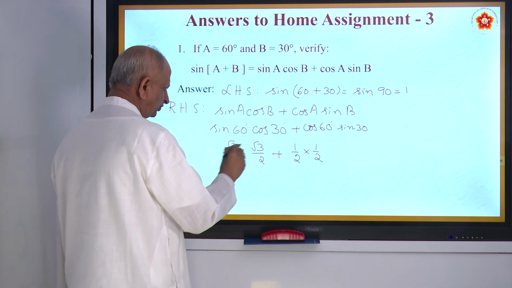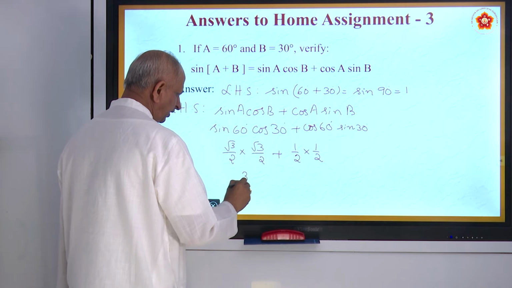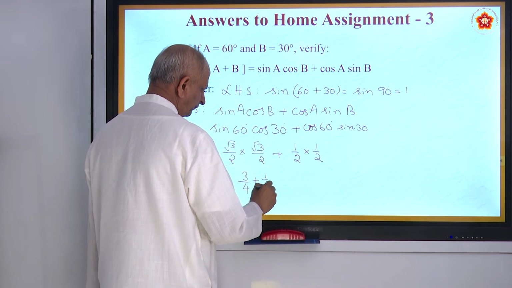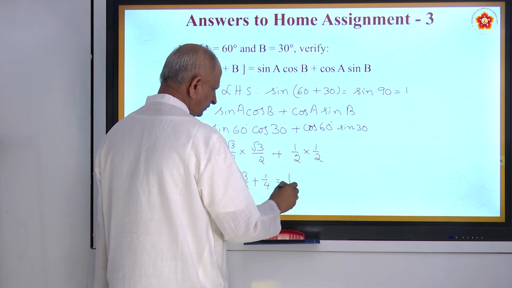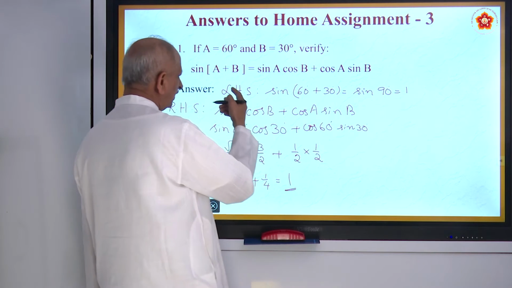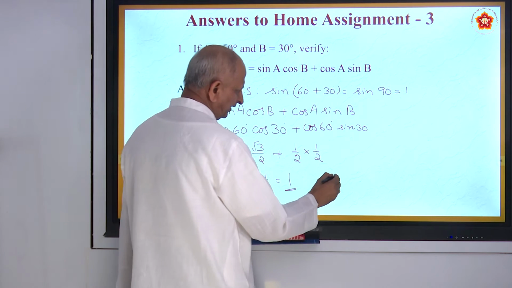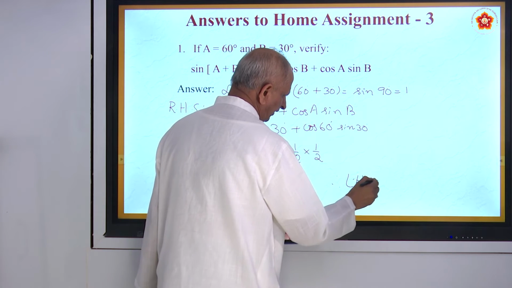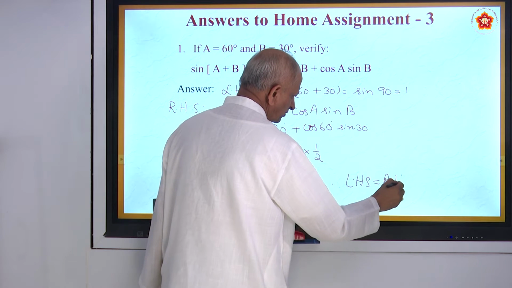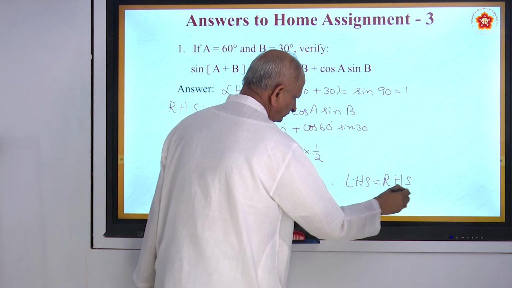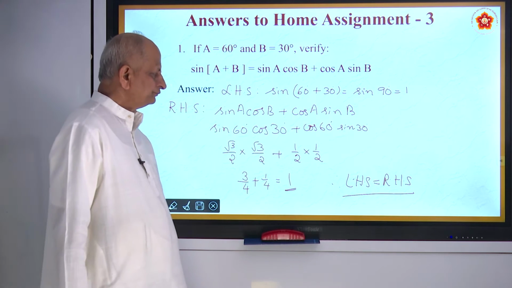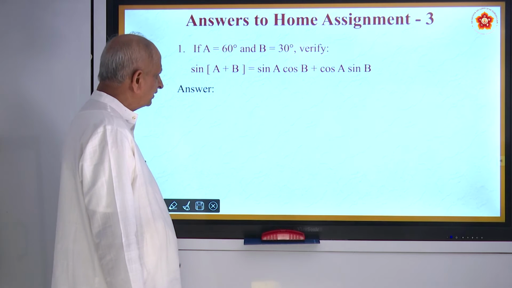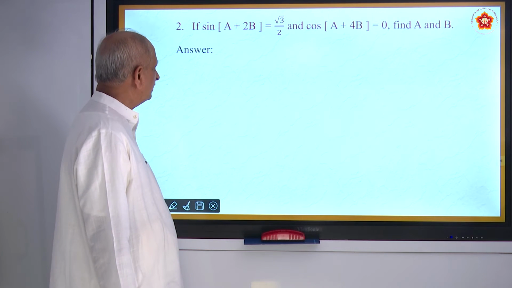So this will be root 3 and root 3 becomes 3, 3 by 4. Half into half is 1 by 4. Add, you get 1. That is equal to left hand side. And hence the result is verified. Left hand side is equal to right hand side. Alright. Very happy.